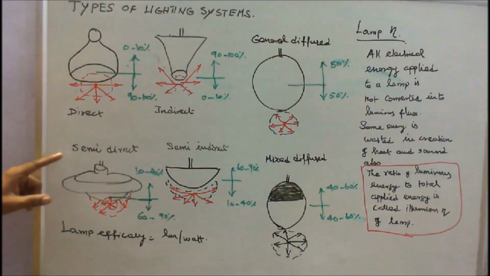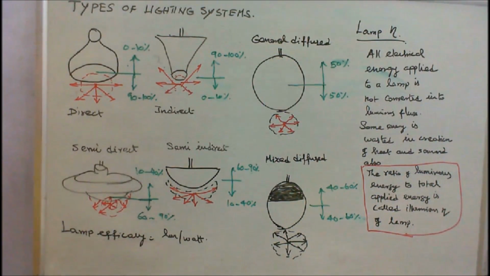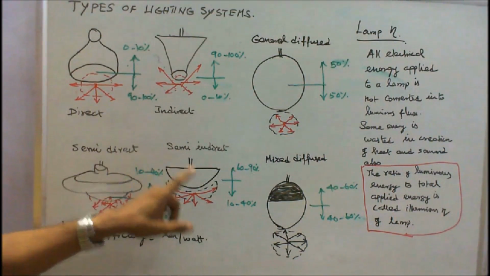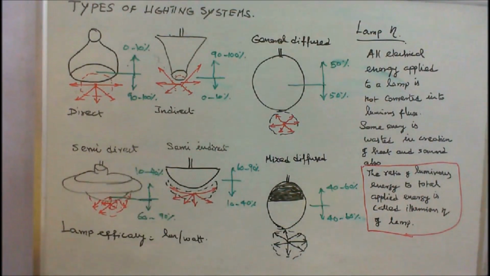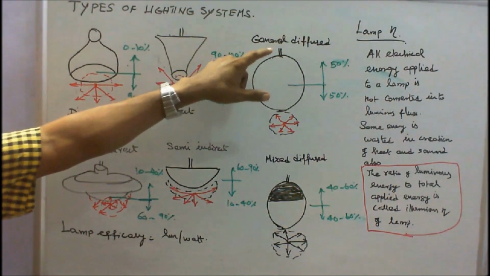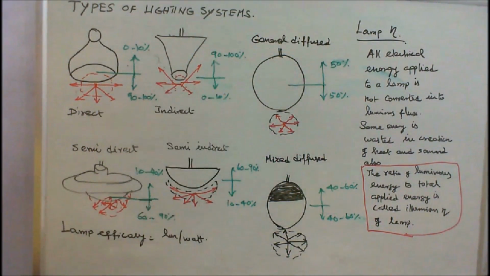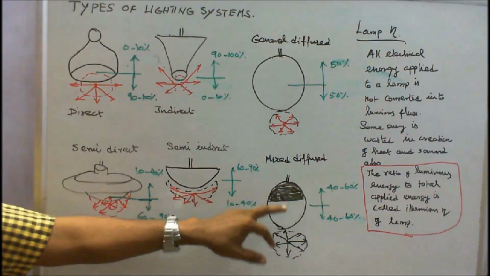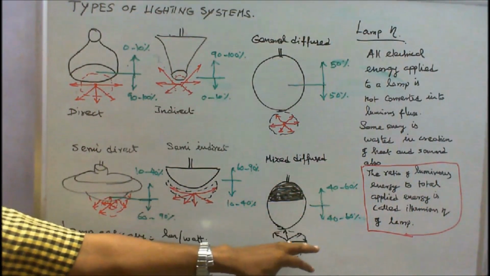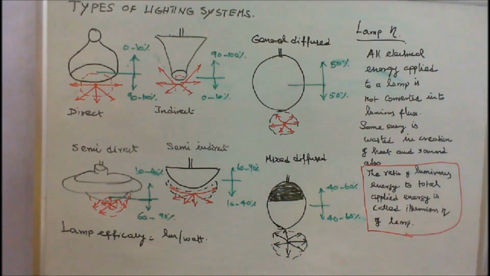Semi-direct: 60 to 90% is downward, 10 to 40% is upward. Semi-indirect: 10 to 40% is downward, 60 to 90% is upward. Another is general diffuse. Here, 50% is downward and 50% is upward. And mixed diffuse: here 40 to 60% is downward, 40 to 60% is upward. In illumination engineering, 2 terms are commonly used.